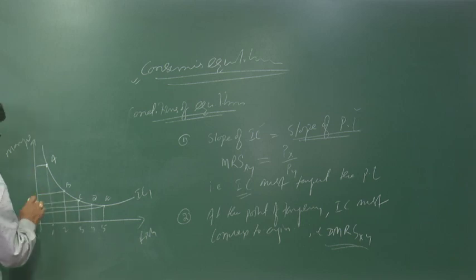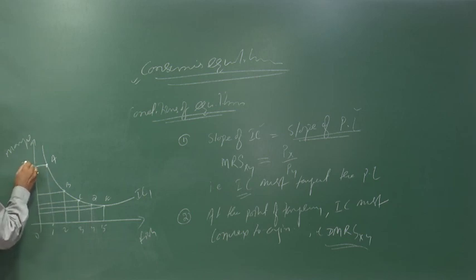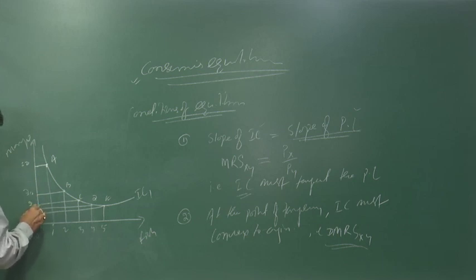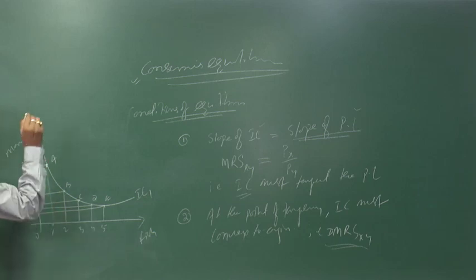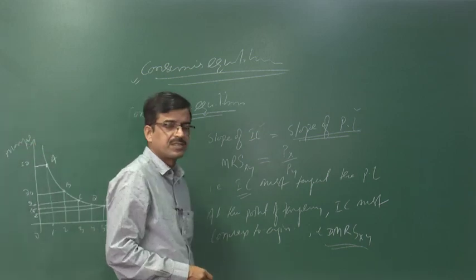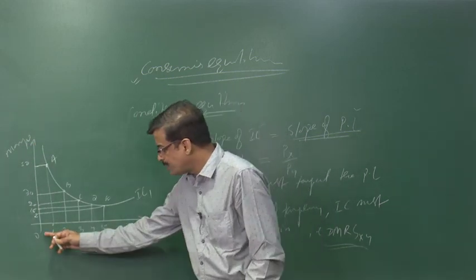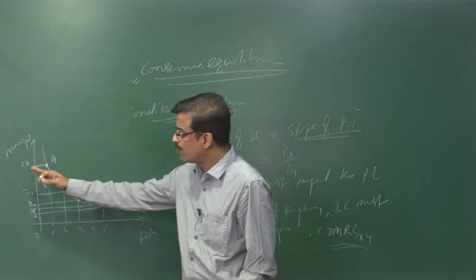Let us assume here it is 50, then 40, then 30, then 20, and we take this as 15, and let us say this is 5, and we take that as 2. So what do we find here? In this case, if you are consuming more and more units of good x, the good y must be sacrificed.